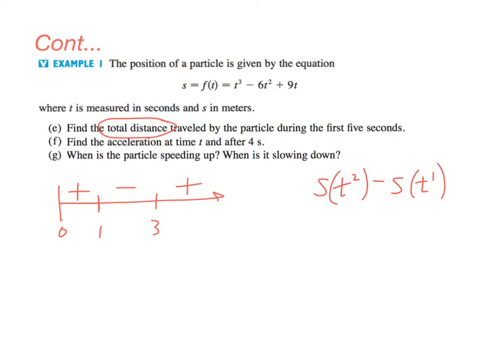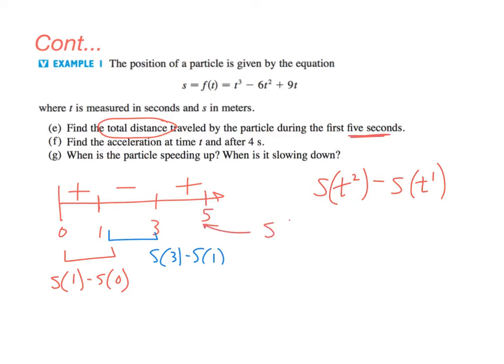And so we want to find the total distance traveled between 0 and 1. So that's going to be s of 1 minus s of 0. We want to find between 1 and 3, so s of 3 minus s of 1. And then remember this is to 5 seconds, so we're going to cap this off. We also want to find the distance from 3 seconds to 5 seconds. And this is distance traveled, so we're plugging it into the position function itself, not velocity.